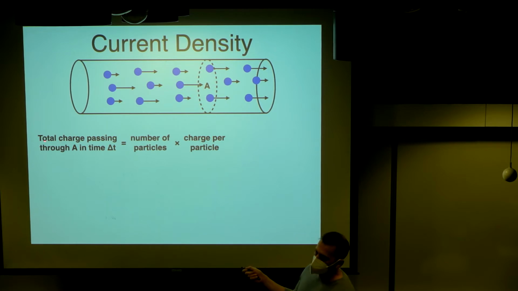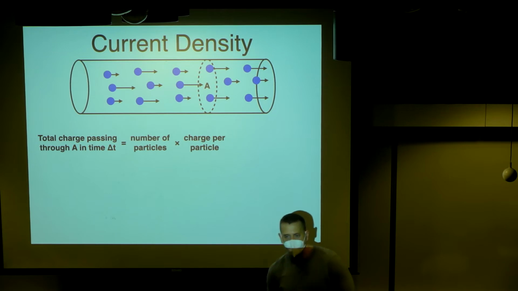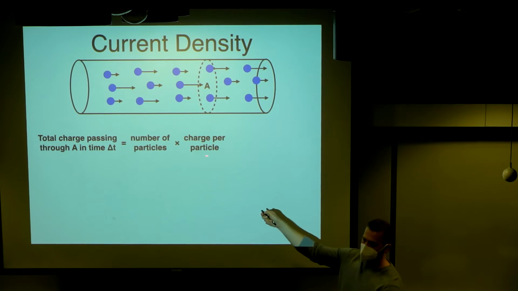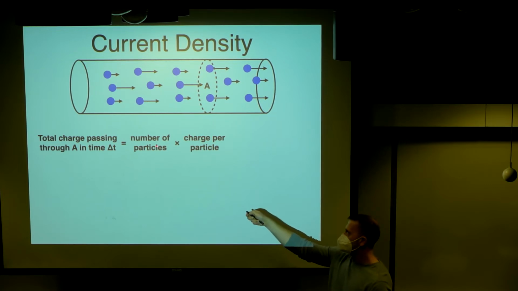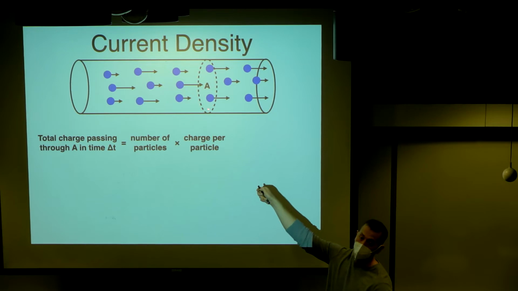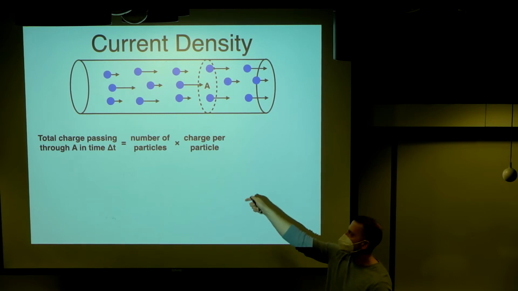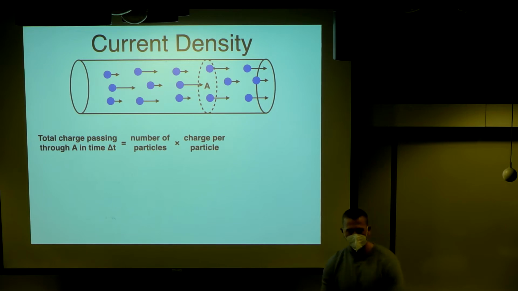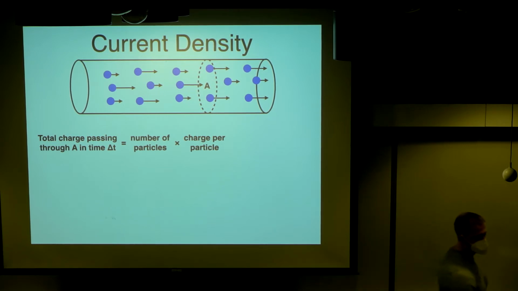Because we're talking about a total charge, that would be given by this. Each particle has a small amount of charge. So if I take the charge on each of those particles, and then I multiply by the number of particles that have actually passed through here, that will give me the total charge that has passed through this area. Does that make sense? So just take the number of charges we have times the charge on each of those particles, and we'll get the total charge.